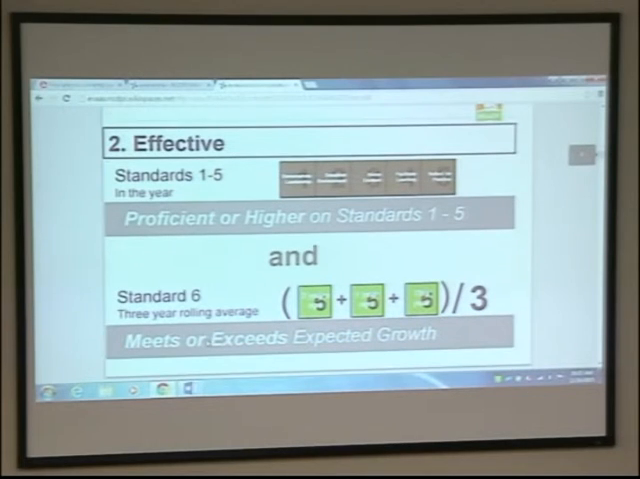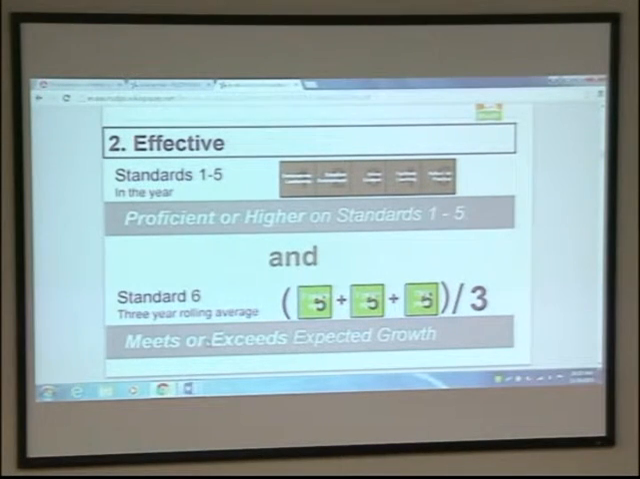Effective, which is roughly 3/4 of our teachers, effective means all 5 observational standards are proficient and their 3-year rolling average is between 2 and -2. That will make them effective. And that's good. Green is money. Green is good. Green is gold.